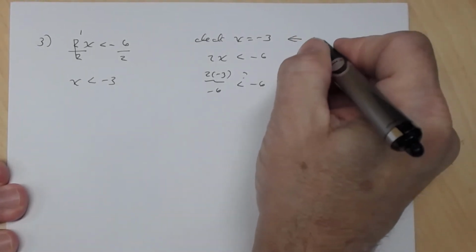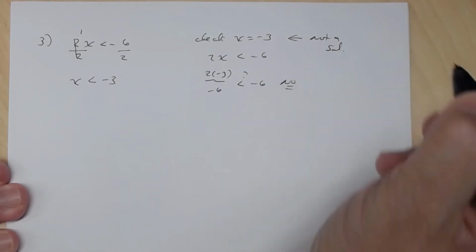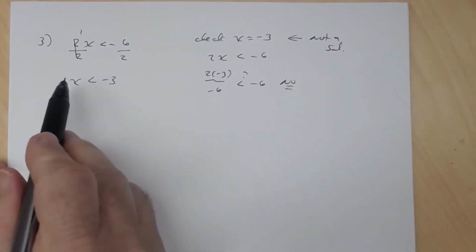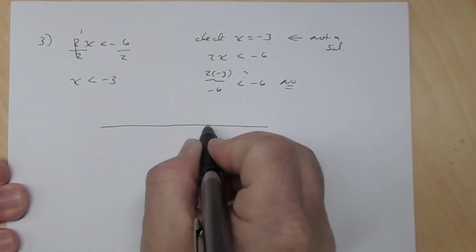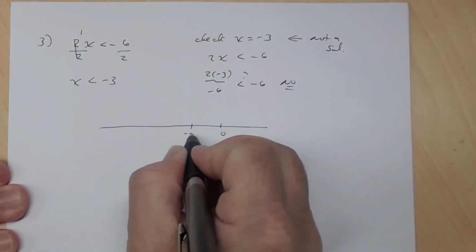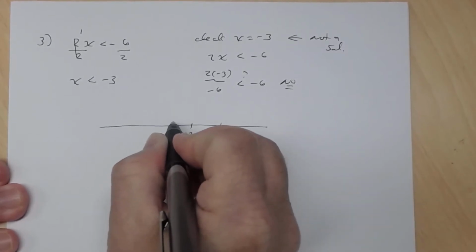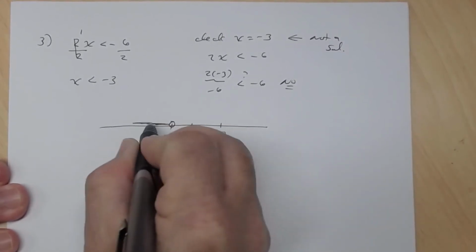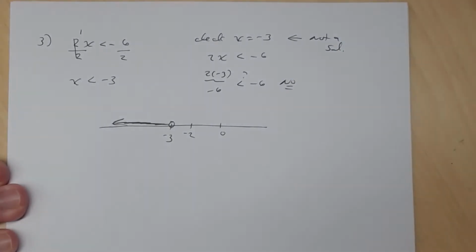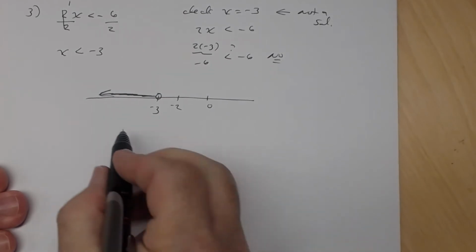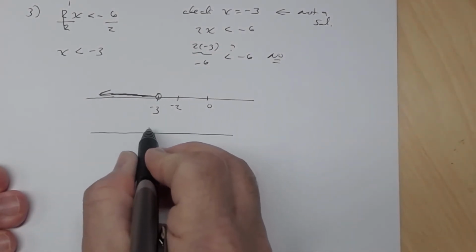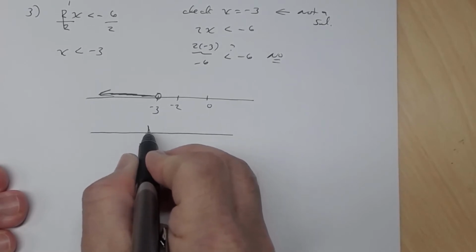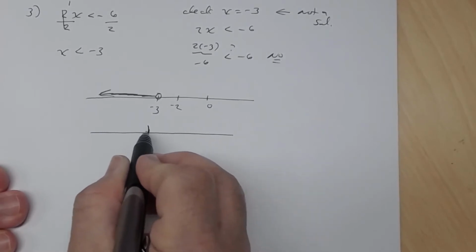So this is not a solution. In fact, your solutions would be any real number that's less than -3. So your graph, if this is 0, this is -2, this is -3, you'd have an open circle pointing to the left. So all the solutions pointing to the left, all the real numbers to the left of -3, is a solution. If you use parentheses instead of an open circle, make sure it looks like a parentheses though, not a bracket, pointing to the left.